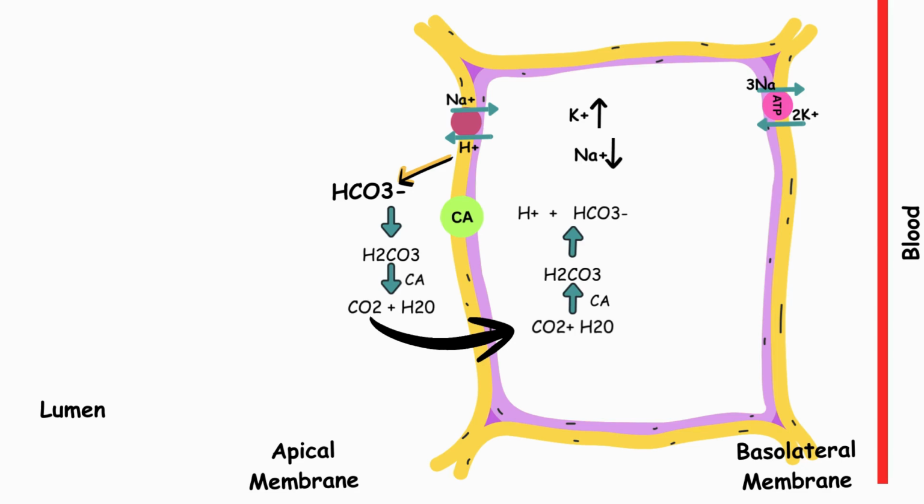Carbonic acid breaks down into protons and bicarbonate ions. Bicarbonate will be absorbed into blood at the basolateral membrane in exchange for chloride ions, while the proton will be exchanged for sodium to start the cycle again.